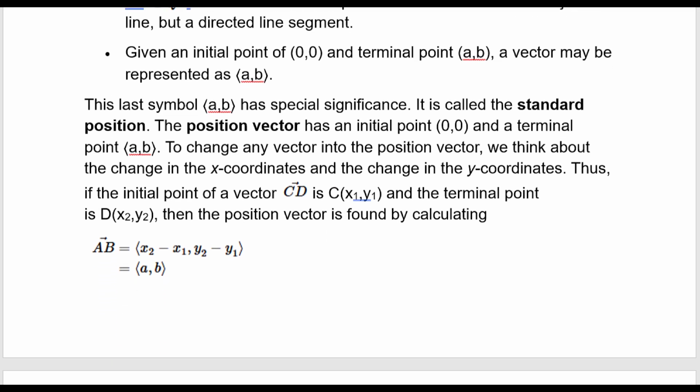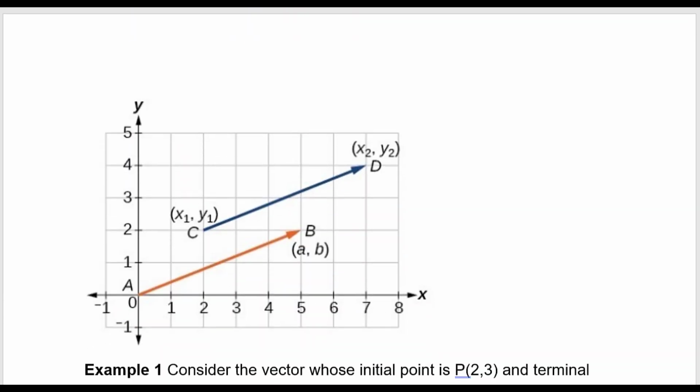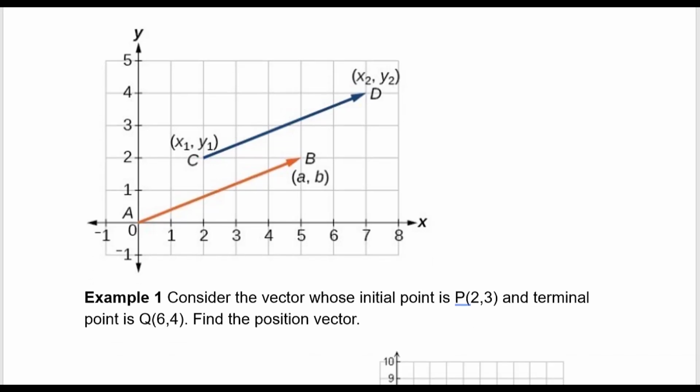To change any vector into a position vector, we think about the change in the x-coordinate and the change in the y-coordinate. Thus, if the initial point of a vector is C, where C is at (x1, y1), and the terminal point is D at (x2, y2), then the position vector found by calculating (x2 - x1, y2 - y1) gives us that. We could then move that down. So like this would be moved down 2, and this was moved down 2, left 2 as well.